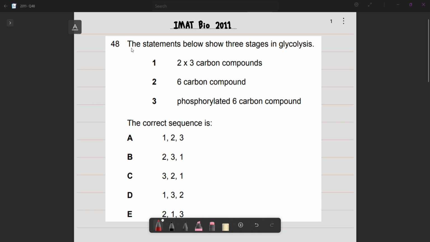Okay, welcome back. This is biology question 48 from the IMAT 2011 past paper. So I will be answering this question.